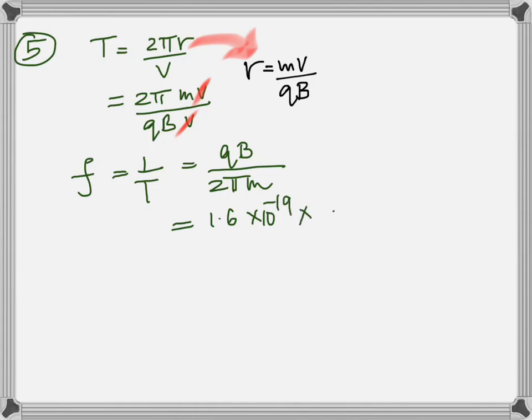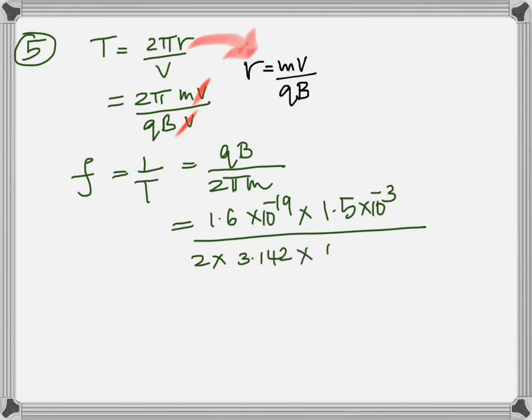So on plugging in the numbers, you get 1.6 times 10 to the negative 19 times the magnetic field strength divided by 2 times pi times the mass. Which gives 22.9 kilohertz.